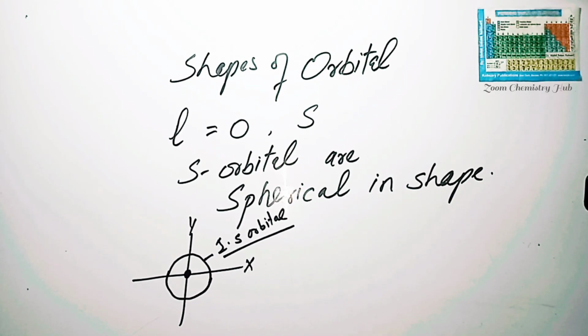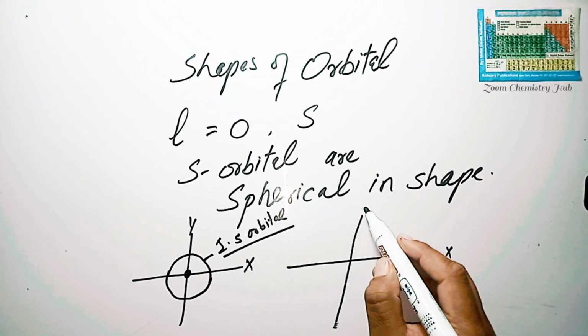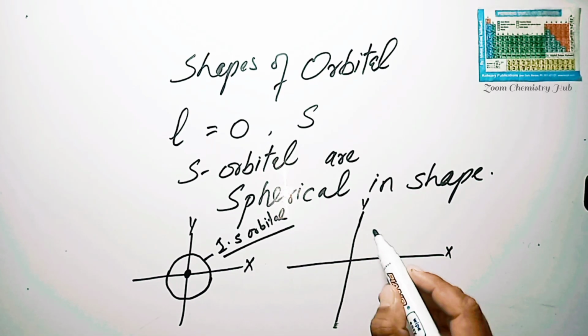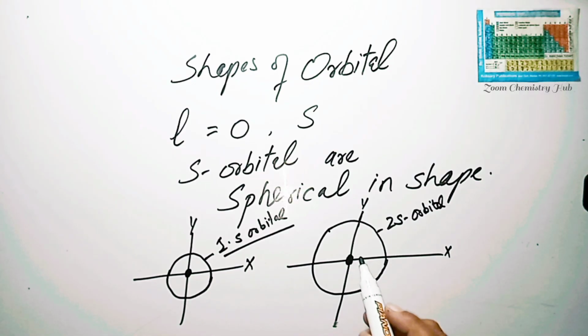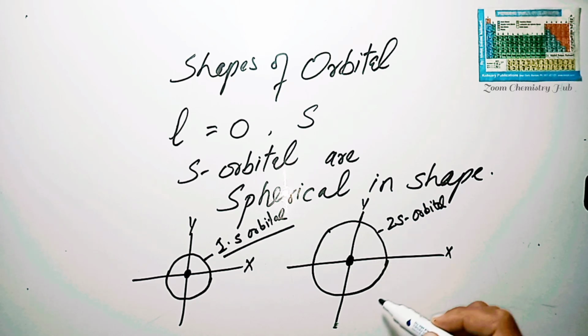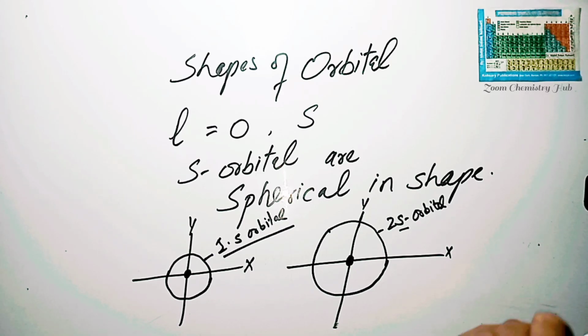Similarly, if we have 2s, then the size of this spherical shape is larger than 1s. The size of the 2s orbital is larger than 1s. Similarly, if we go to 3s, 4s, then the size of the s orbital becomes larger and larger.